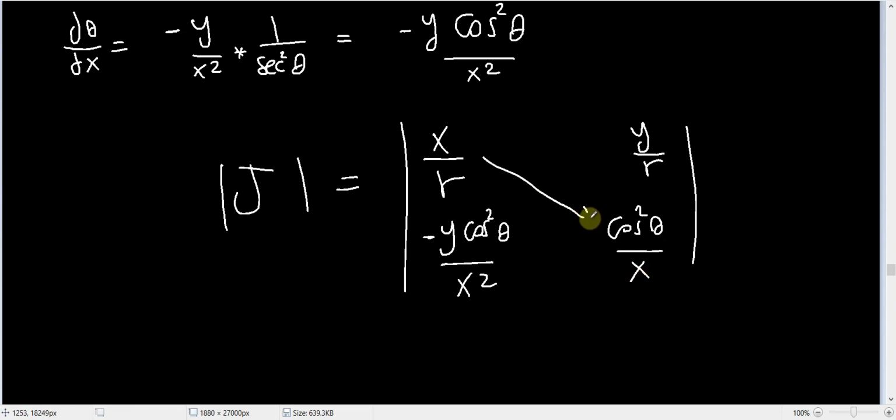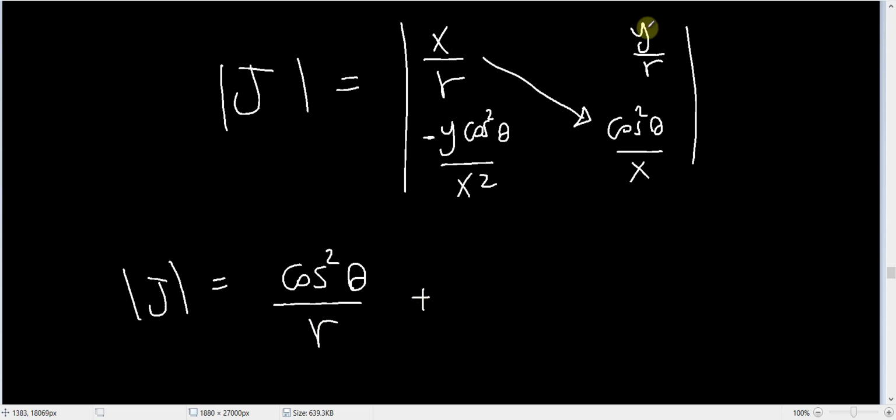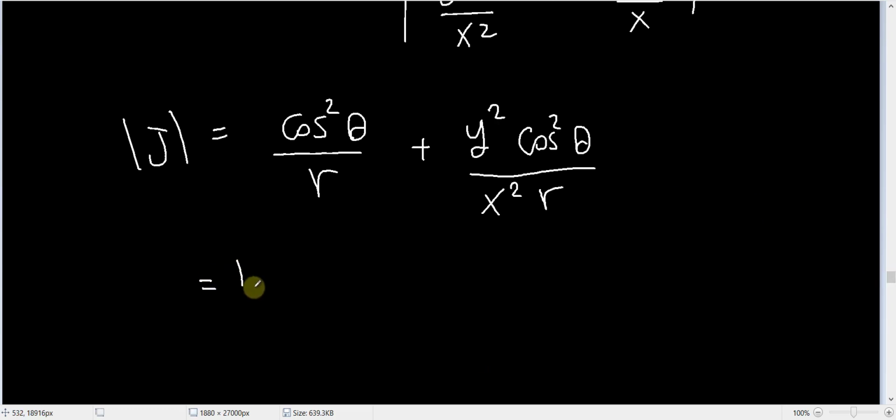I multiply this by this, so I'll get cosine squared theta over r, plus this multiplied by this, so y squared cosine squared theta over x squared r. Very well, now I can get 1 over r as a common factor.